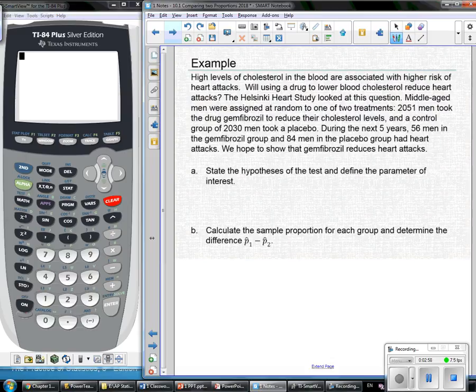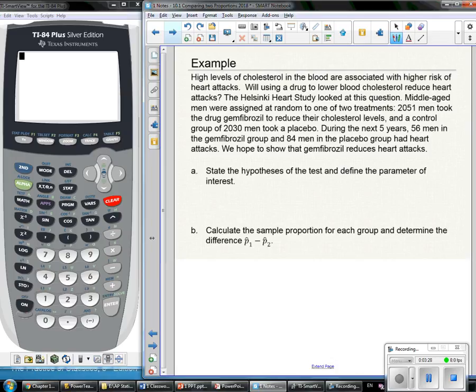So let's take a look at this example. High levels of cholesterol in the blood are associated with higher risks of heart attacks. Will using a drug to lower blood cholesterol reduce heart attacks? There was a study done in the 80s. The Helsinki Heart Study looked at this question, and middle-aged men were assigned at random to one of two treatments. 2,051 men took the drug called gemfibrozil to reduce their cholesterol levels, and a control group of 2,030 men took a placebo. Those are huge groups.